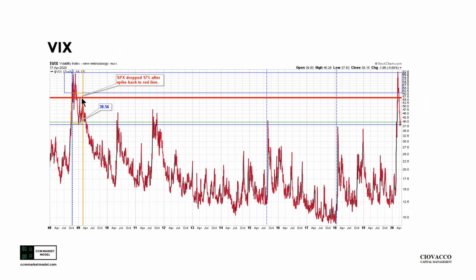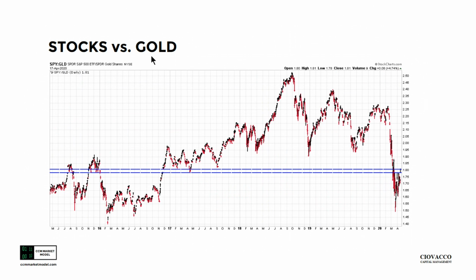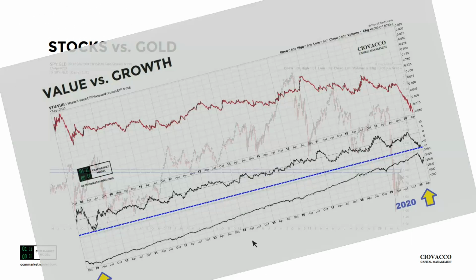If the VIX spikes back up here, in the 2008-2009 case, a move from where we are today back to this level was followed by a 17% drop after we could see this in the S&P 500. We own stocks and we own gold. We'll learn something either way depending on how this plays out next week and in the subsequent weeks.